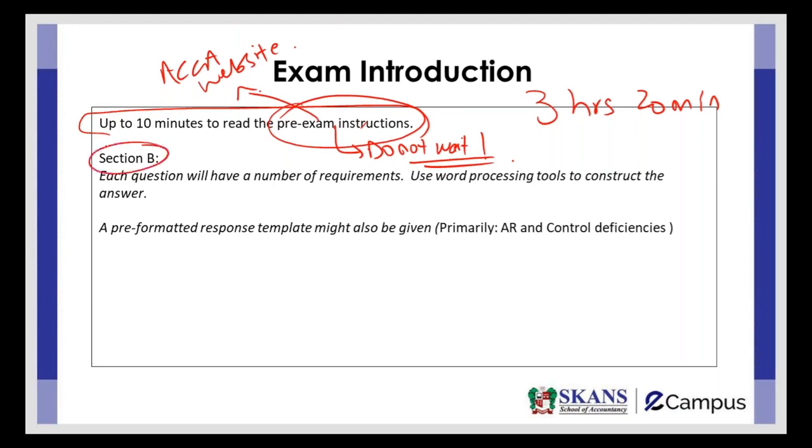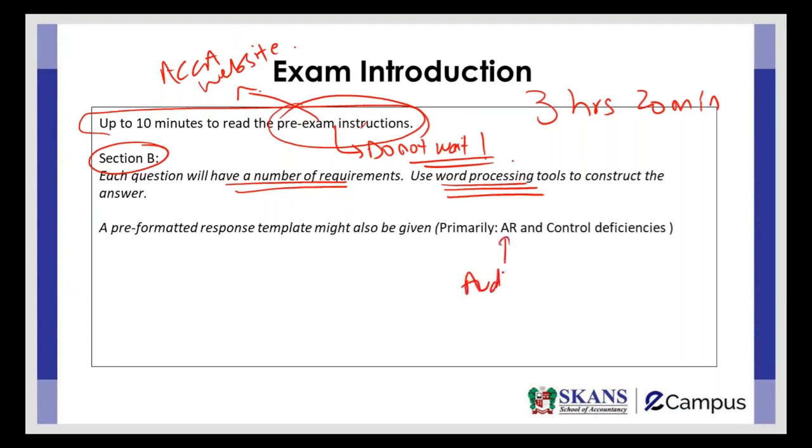Section B. So Section A is mini case studies. With each case study, you'll have 5 questions and you'll have to answer different types of objective test questions. For Section B, each question will have a number of requirements. So question number 16 could have 3, 4, 5, 6 requirements. Question number 17 could have 6 requirements. It doesn't matter. You will only be asked to use word processing tools to construct the answer. So there will be no spreadsheets given in the F8 exam.